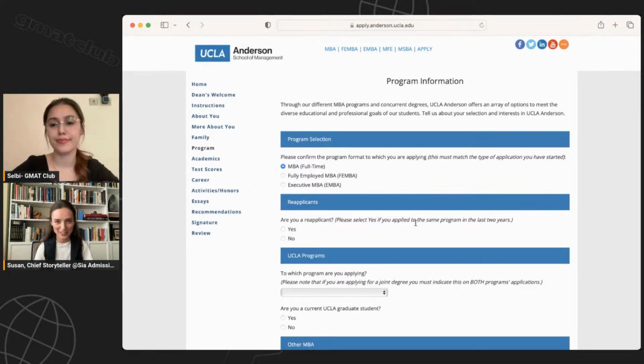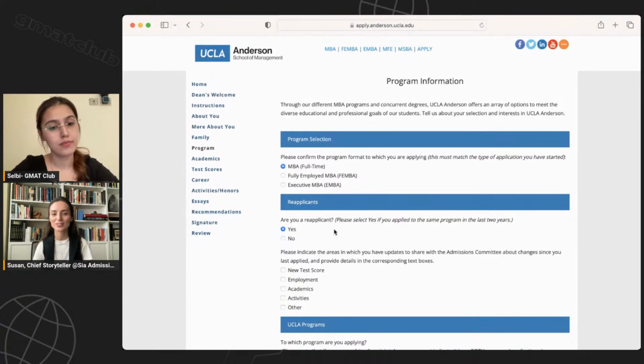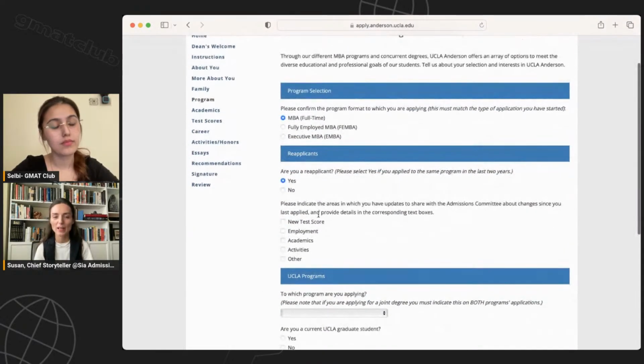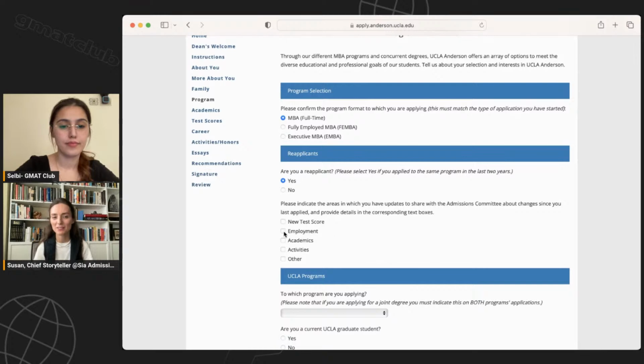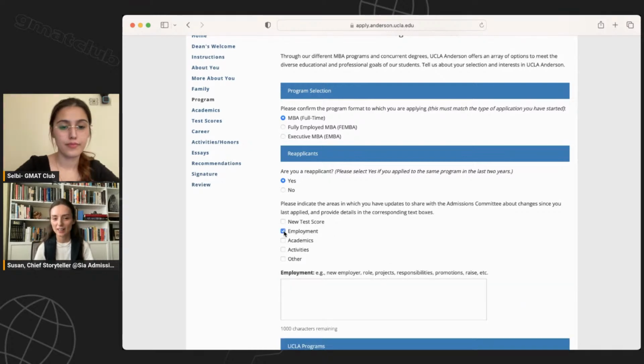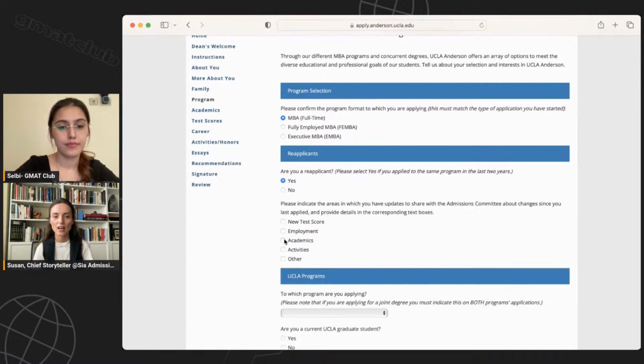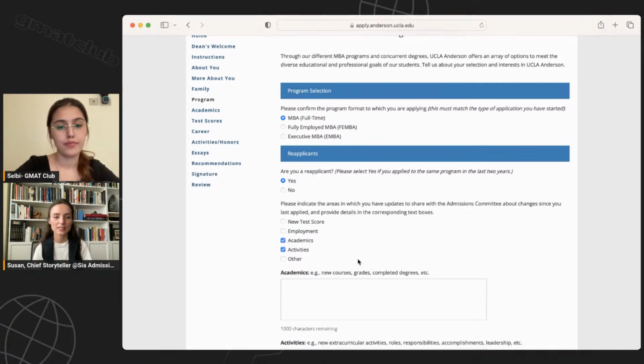And as you can see, new windows popped up. So if you're a reapplicant, this is an important component. If you're a reapplicant, you will have to tick this box. And when you do, new elements show up. Here it's asking if you want to submit a new score, you would include it. I'm going to untick it, but new boxes will keep popping up. If you have new employment, you have to include that information. Academics, activities, and so on and so forth.